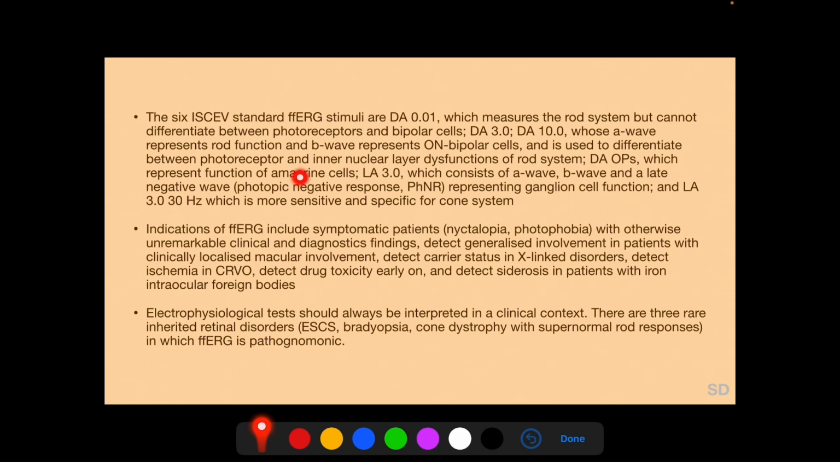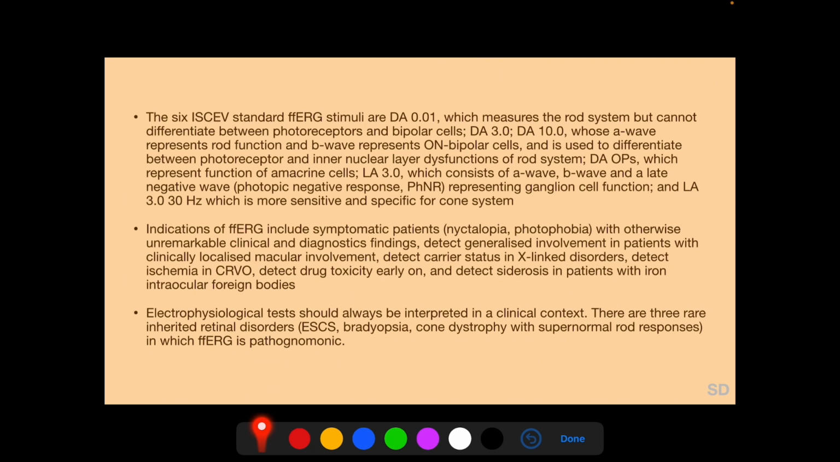DA oscillatory potentials, which represent function of amacrine cells; LA 3.0, which consists of an A wave, a B wave, and a late negative wave called photopic negative response, with this photopic negative response representing ganglion cell function. And the LA 3.0 30Hz stimulus, also called the photopic flicker stimulus, which is more sensitive and specific for the cone system as compared to the LA 3.0 stimulus.